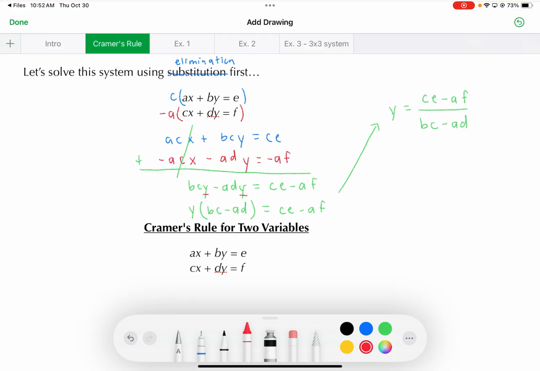And what I'm going to do with this, I'm going to manipulate it by multiplying by a clever form of 1. I'm going to multiply the top and the bottom by negative 1. All right, so that's going to turn CE negative. It's going to turn negative AF positive. So I'm going to reorder this. I'm going to make this positive AF minus CE all over positive AD minus BC.